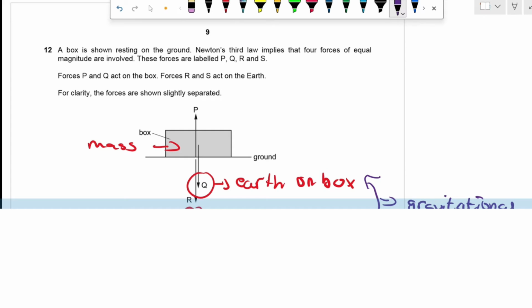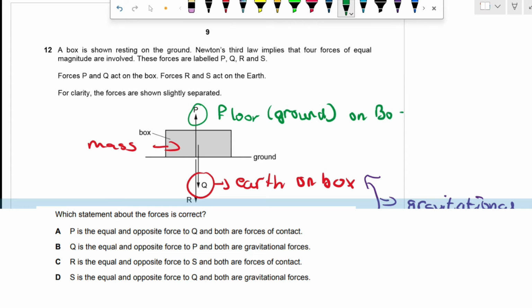Okay, we have the other two forces, P and R. P is going to be the force that the floor exerts on the box. The box is going to push the floor, but the floor is going to push the box. You can say floor or you can say ground, depending on what works. So it's either floor or ground on box, okay?